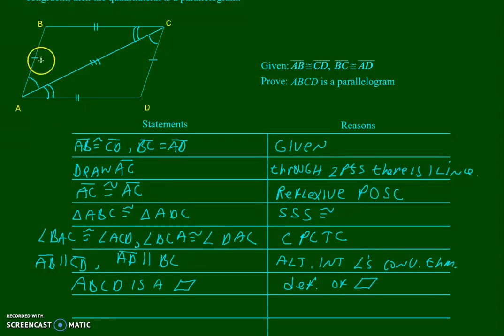That leads us to the fact that we have two lines cut by a transversal so that the alternate interior angles are congruent, and two lines cut by a transversal so that alternate interior angles are congruent. That means AB is parallel to CD and AD is parallel to BC by the alternate interior angles converse. So we've proven this side is parallel to this and this parallel to that. That then tells us that this must be a parallelogram by the definition of a parallelogram. A parallelogram is a quadrilateral with two pairs of opposite parallel sides. And so that is our proof.